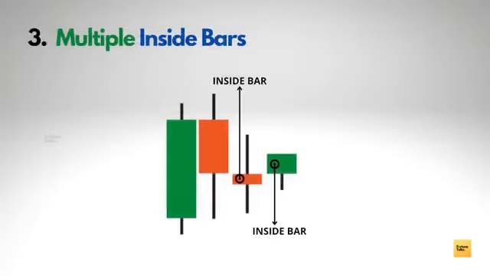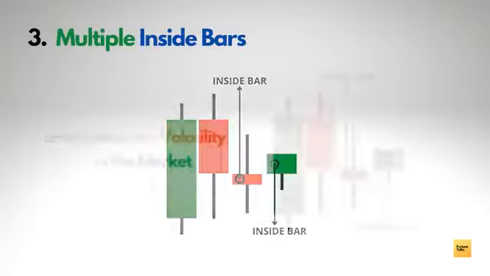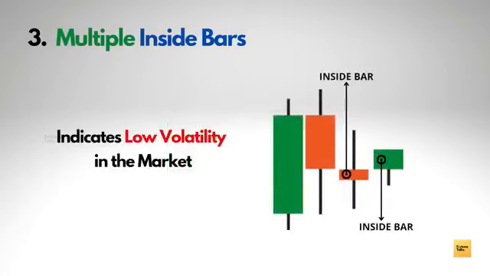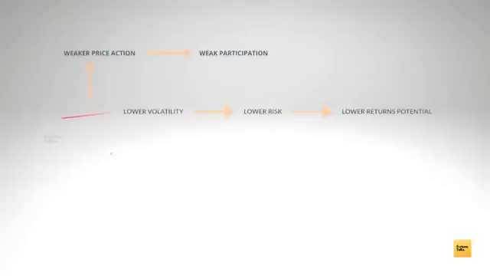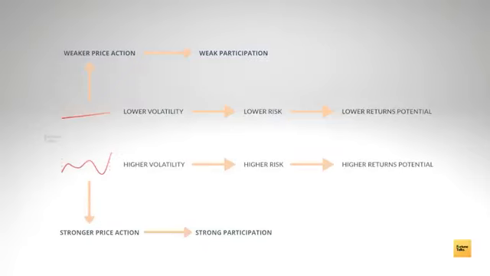So in this case, you have multiple inside bars together. This is a powerful pattern because it tells you that there is low volatility in the market. To briefly talk about volatility, low volatility is associated with weak participation from the market participants, or it can signify weak price movements, while a high volatility is associated with elevated interest from the market participants.